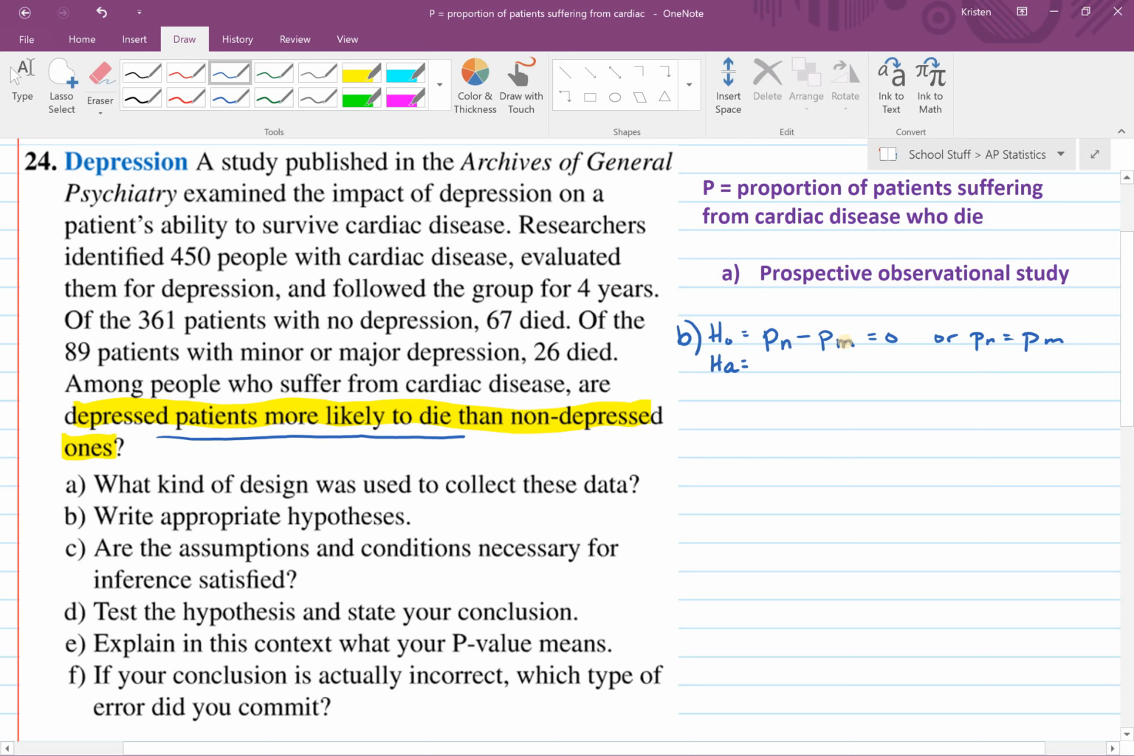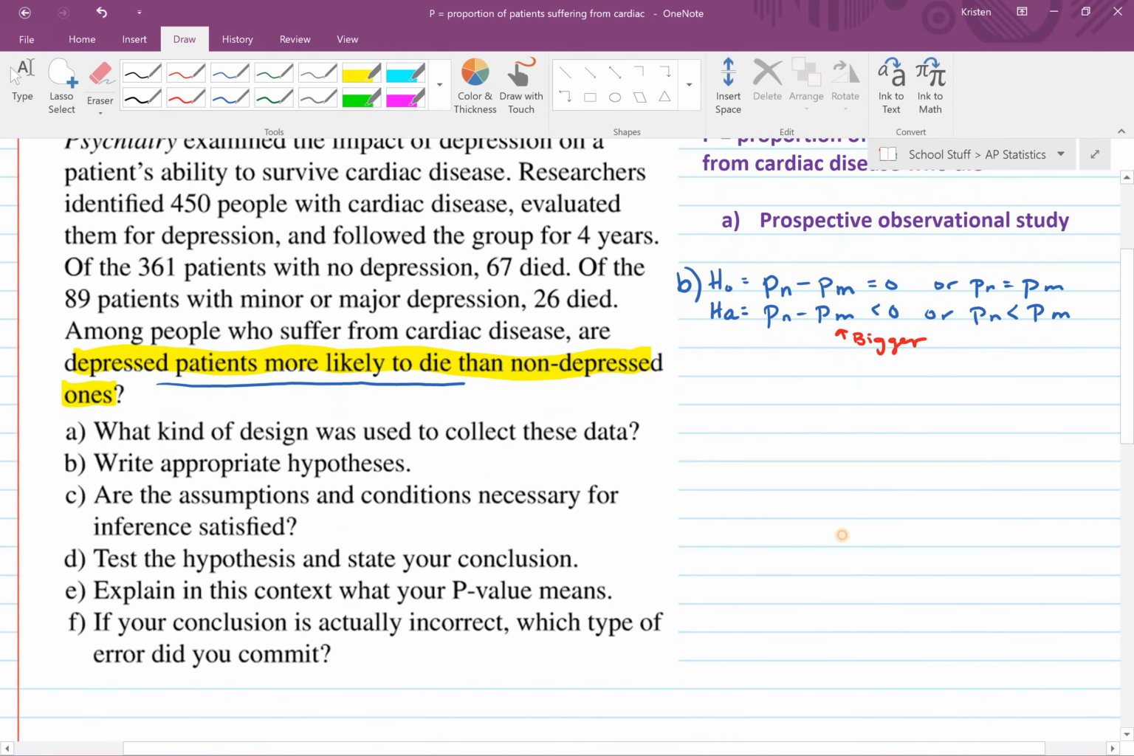So that means that my depressed patients with moderate or mild depression, this one is supposed to be the bigger of the two. So if I'm looking at the difference between them, and I believe that my people with depression have the bigger number, then I'm going to be looking for this whole thing to be less than 0. Or the fact that the proportion with no depression is less than the proportion with depression when we're talking about who die if they have cardiac disease.